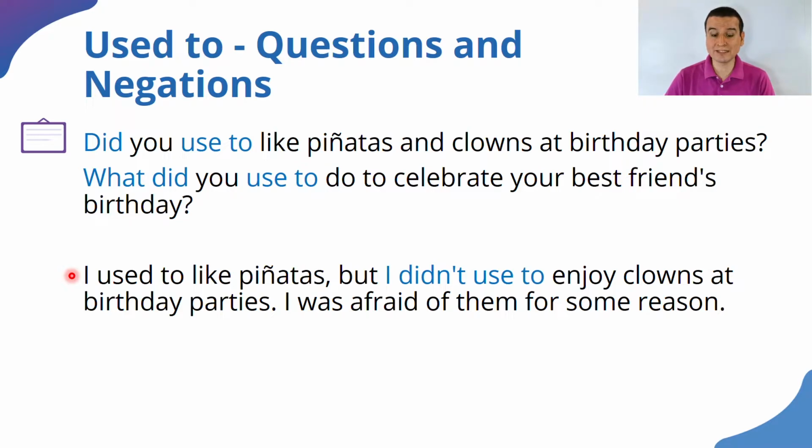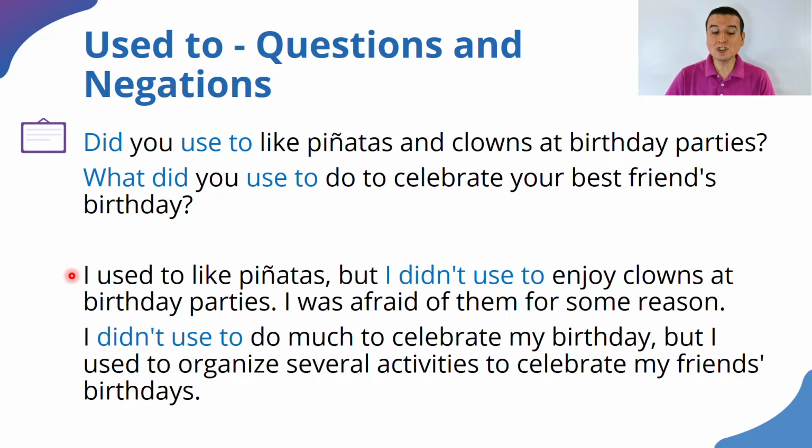Let me give you another example with a negation. I didn't used to do much to celebrate my birthday, but I used to organize several activities to celebrate my friends' birthdays. All right? As you can see, the negation of used to is done with did plus not, and then used to, but that use is in its base form. We don't need to conjugate it in the past because the auxiliary is already in the past. All right? Let's practice with negations and with questions.